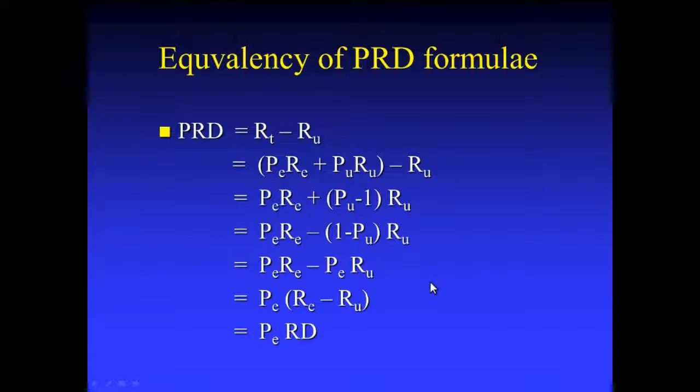So these two formulae, 1 and 2, are exactly equivalent. Here I've derived one formula from the other. I won't spend any time on this, but for those of you who are interested in the algebra, you can just follow this through and you can see how we can move from one formula for calculating the population risk difference, subtracting the risk in the unexposed from the risk in the total population. You work your way through and you'll come out with the other formula, multiplying the risk difference by the proportion of the population exposed.